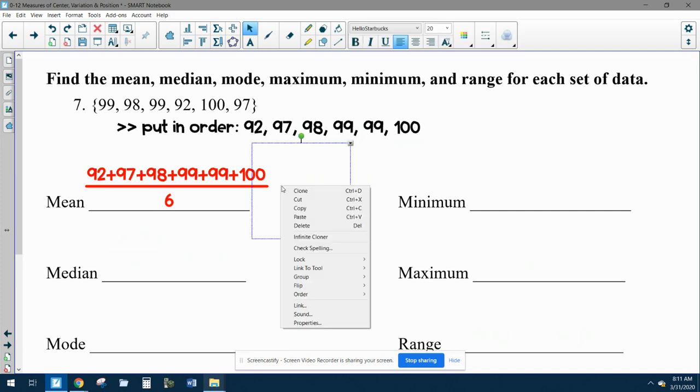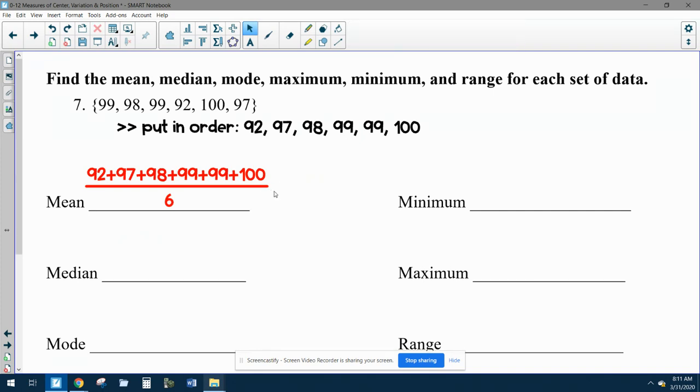So grab a handy dandy calculator. It's going to be useful. But that sum is 585, and when I divide 585 by 6, I get 97.5. All right, so there's my mean. My mean is 97.5.